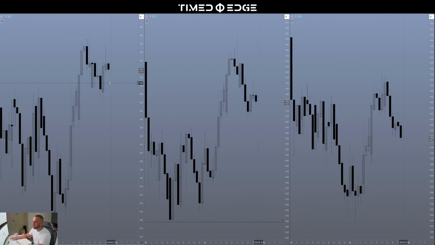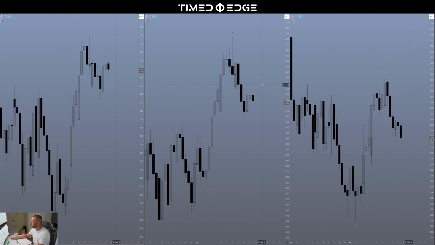Let's see how we got on yesterday. Okay, so we did expand up. We found some buy side above here, and we've closed back within the range. So we've got a range daily profile.